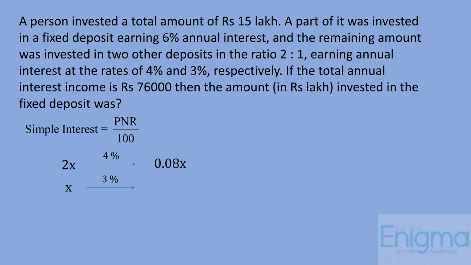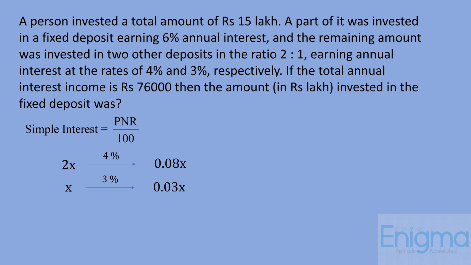Rate for the next one is 3%. The interest earned on this amount will be 0.03x. So now we can see that a total amount of 2x plus x, that is 3x, is invested. Now the remaining amount, that means 15 lakh minus 3x.